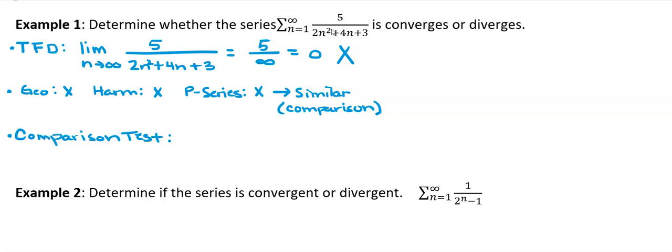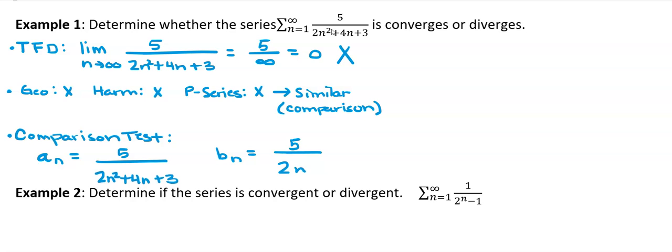Now, for the comparison test, you need to come up with your two functions. So my original function I typically label as a sub n, and that's what we're starting with here. And then we need to come up with a b sub n function, something that's similar. B sub n could be 5 over 2 n to the second power. It's similar in that it has a 5 as the numerator, and that major player in the denominator here, this 2 times n to the second power, is the same.